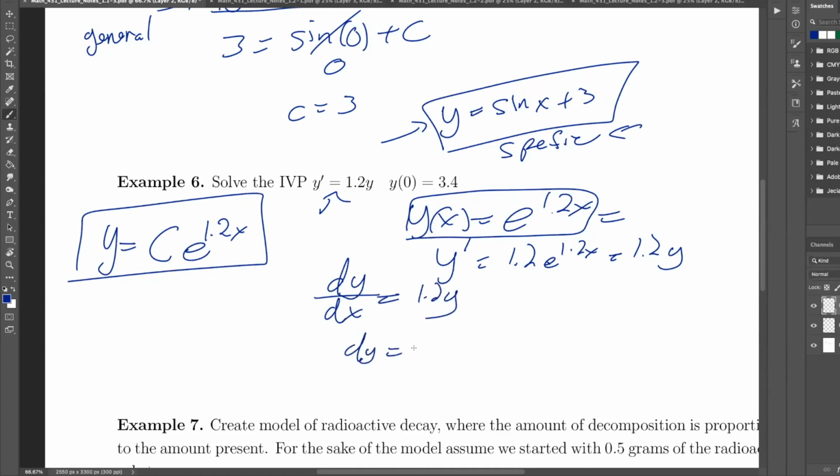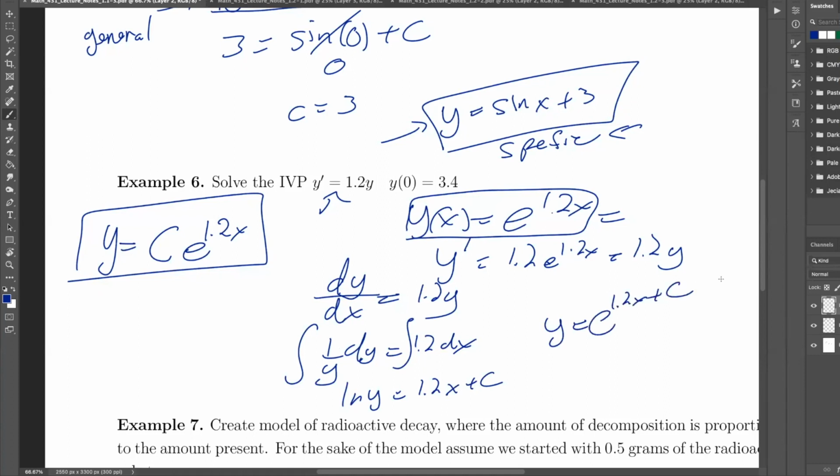But how I'm solving it analytically is the following. And then I integrate both sides. And so I get ln of y equals 1.2x plus c. And then I exponentiate both sides and I get y equals e to the 1.2x plus c, because I want to get rid of the y. I want y to be clean. And this is the same as e to the 1.2x times e to the c. And then you can just pull that out up front.